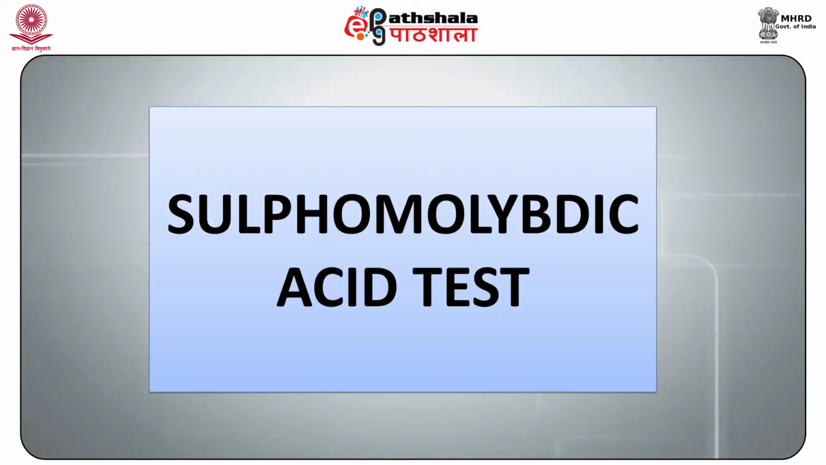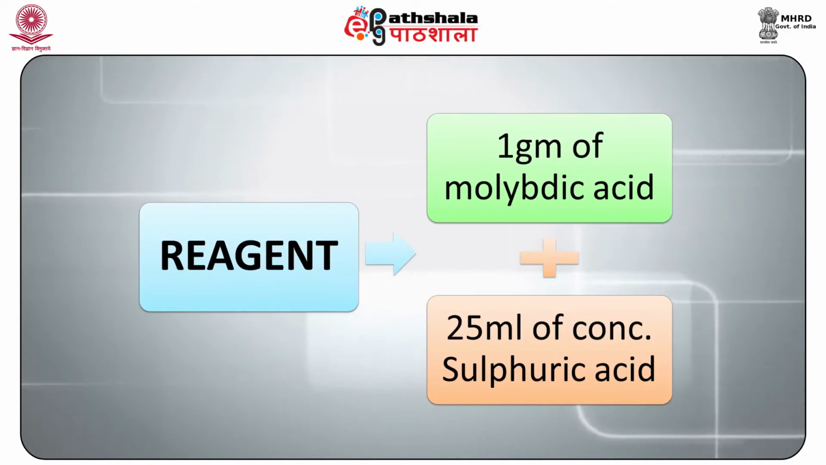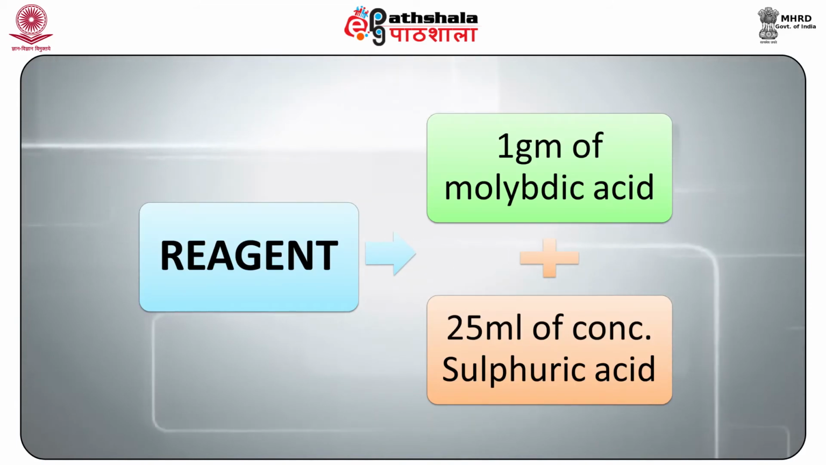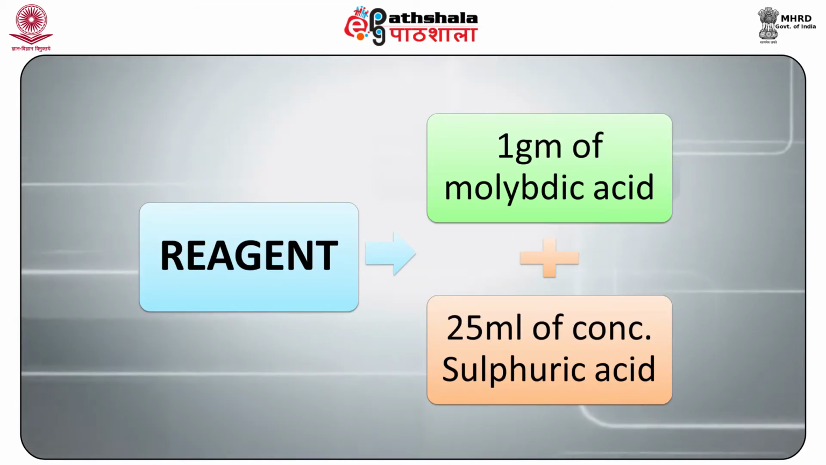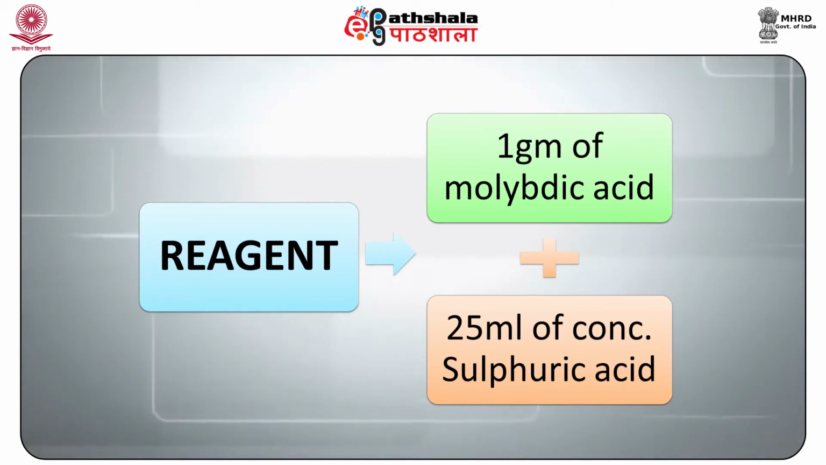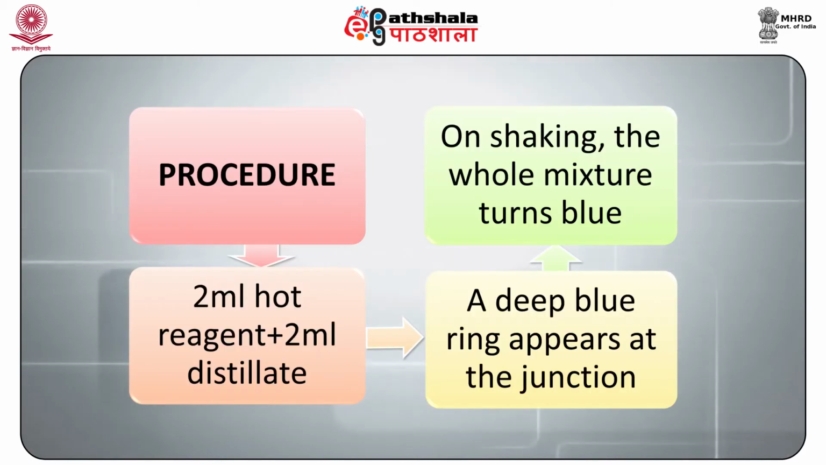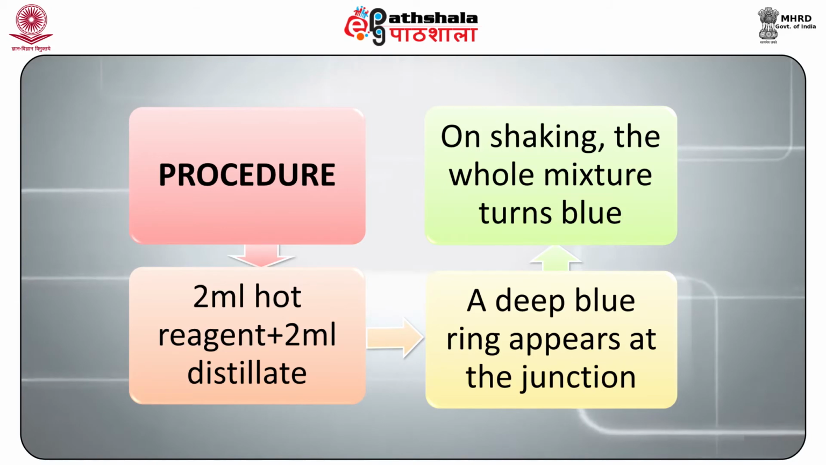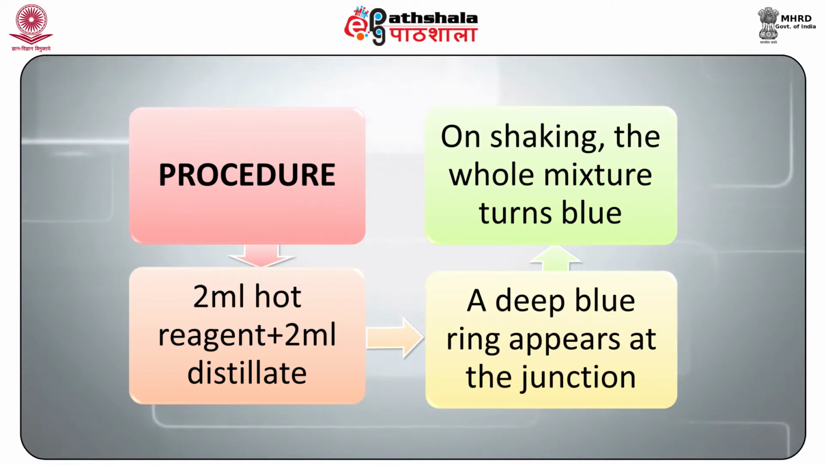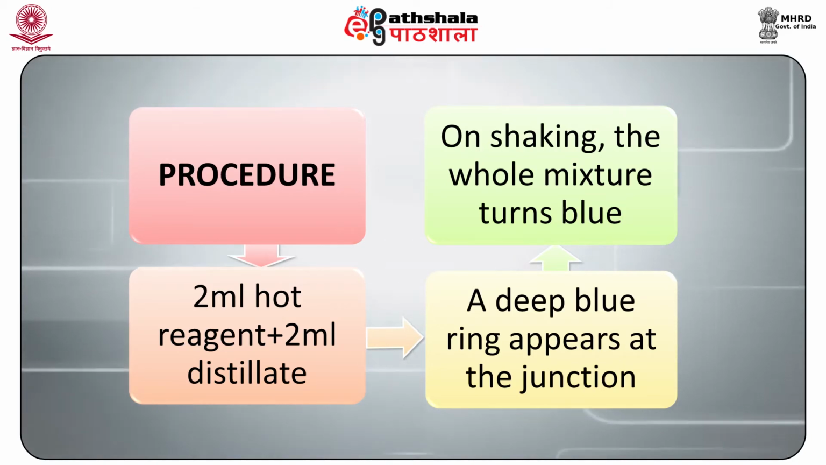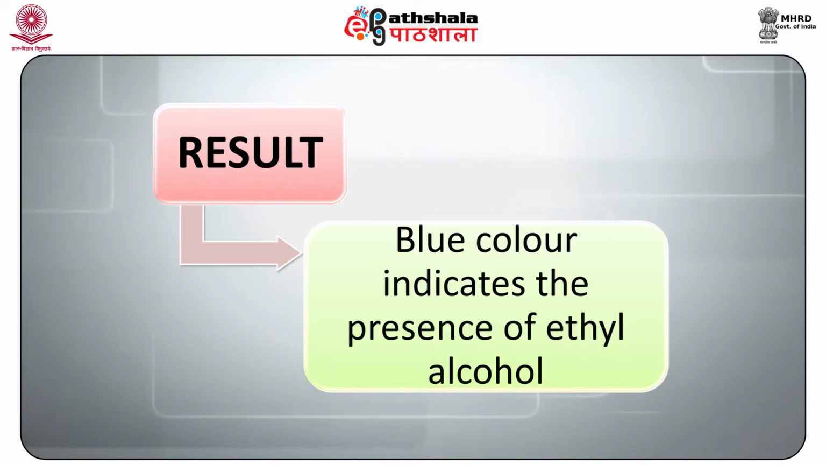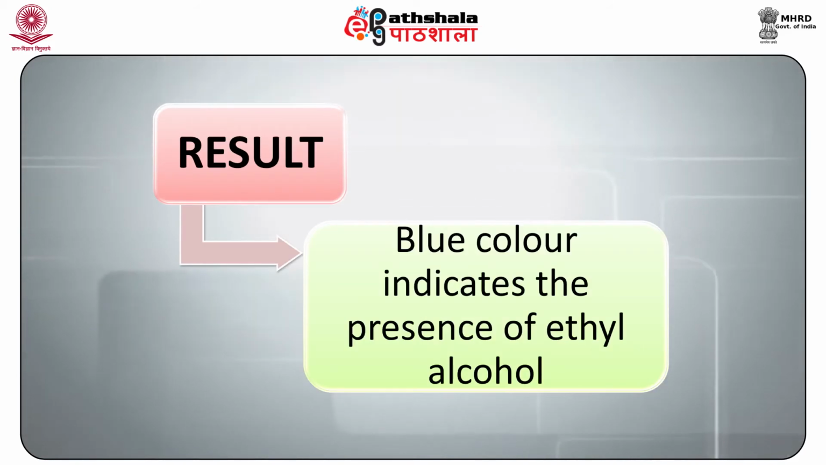Next is sulfomolybdic acid test. 1 gram of molybdic acid in 25 ml of concentrated sulfuric acid constitutes the reagent. Add 2 ml of hot reagent to 2 ml of distillate. A deep blue ring appears at the junction of two liquids. On shaking, whole mixture becomes deep blue. This blue color indicates the presence of ethyl alcohol.